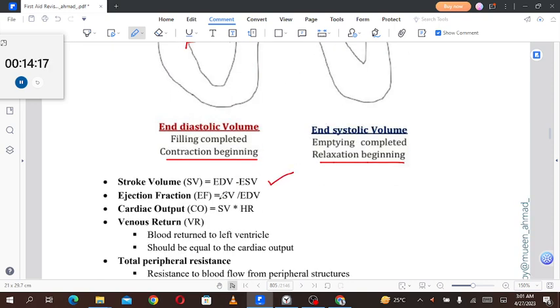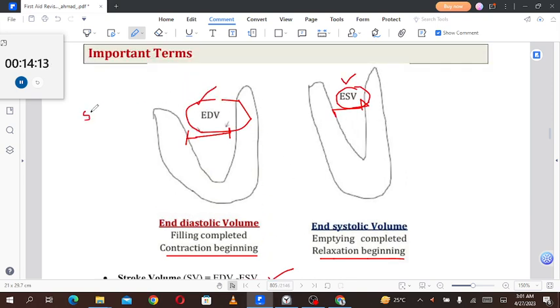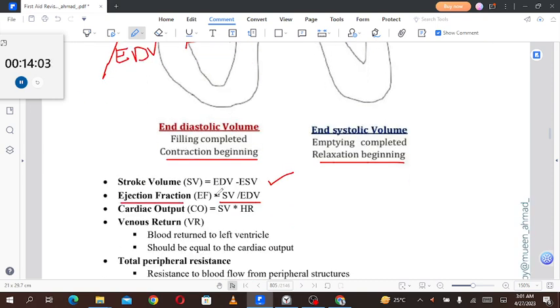Ejection fraction is the stroke volume divided by the end diastolic volume. Whatever the stroke volume was, we divide that by the end diastolic volume. This is the amount of blood that was pumped, and this was the potential amount that could be pumped. So the ratio between both of them gives us the ejection fraction.